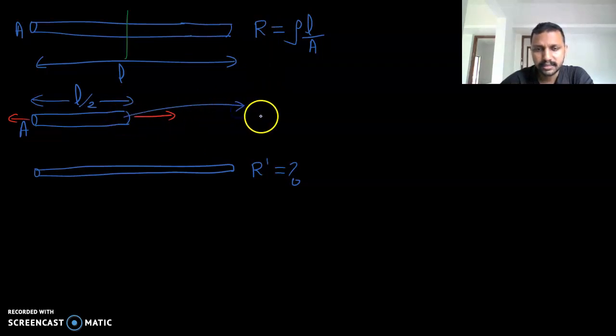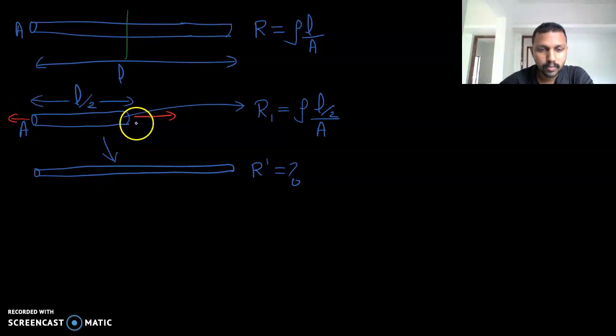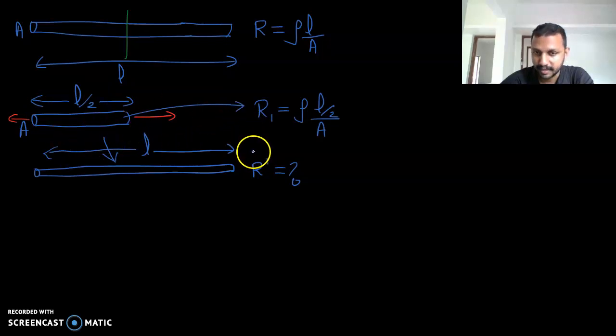Therefore, we could use R is equal to rho L by A in this equation. In this case, if I am saying it as R1, then R1 should be rho L by 2 divided by A. Then let's look at this diagram. If the L by 2 length wire is doubled by pulling it, its length will become L.